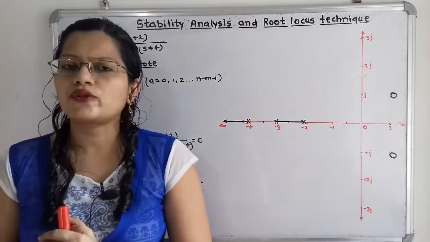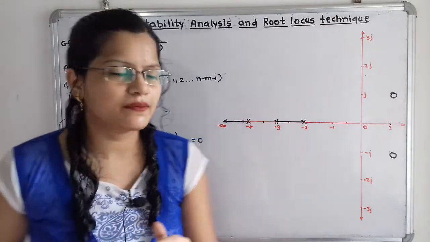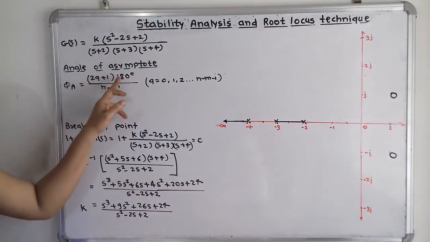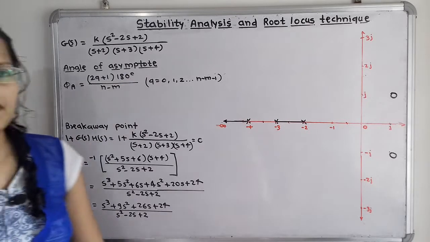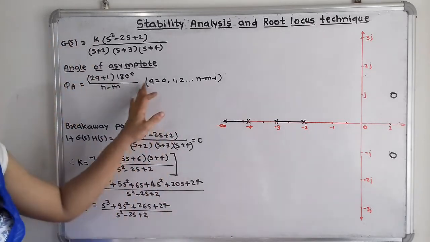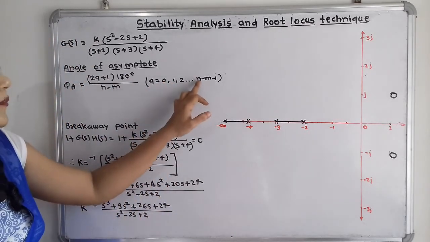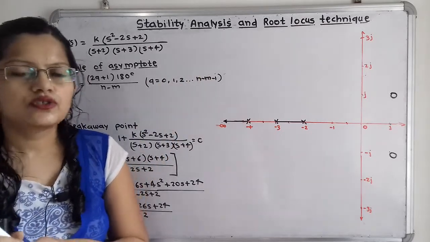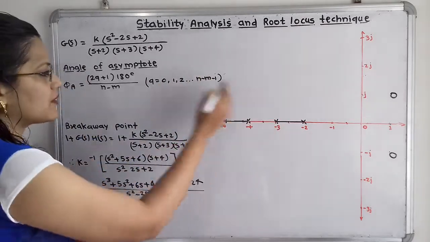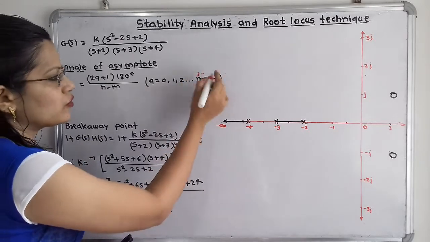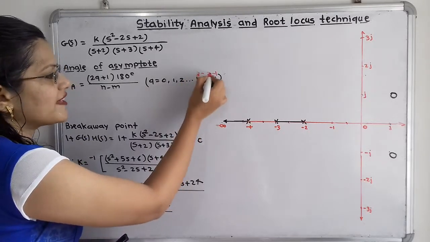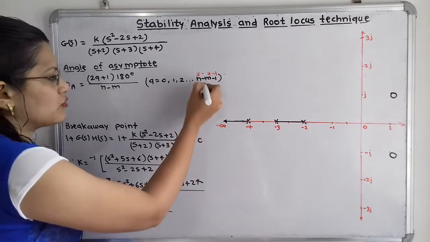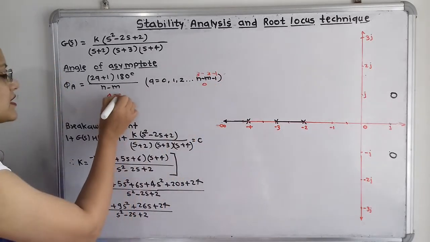So what is the formula to calculate the angle of asymptote? That is (2q plus 1) times 180 degree divided by n minus m, where q has range from 0, 1, up to n minus m minus 1. So I will put the values here. n, that is the number of poles, is 3, minus m, that is 2, minus 1. So 3 minus 2 minus 1, that is 0. So here we will put q is equal to 0.